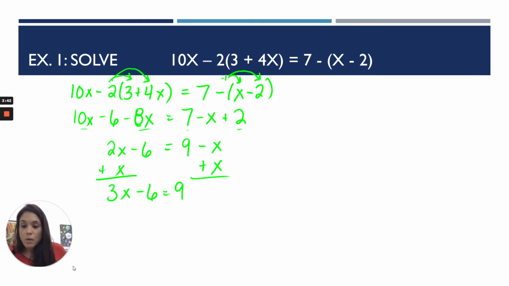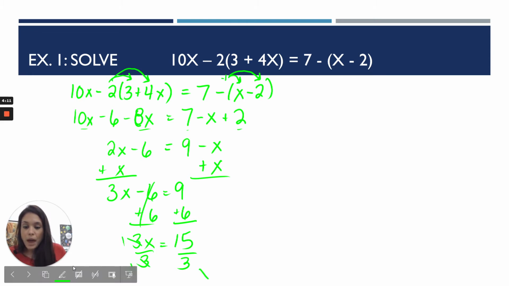Okay, so now I have a single number here that's not attached to the variable. We're going to move that next. So plus 6, that's the inverse. This cancels to 0. 9 plus 6 equals 15. And then I'm going to bring down this 3 times x. The inverse of this would be to divide both sides by 3. So 3 divided by 3 is 1. I'm left with x equals 15 divided by 3, which is 5. So this is my answer.